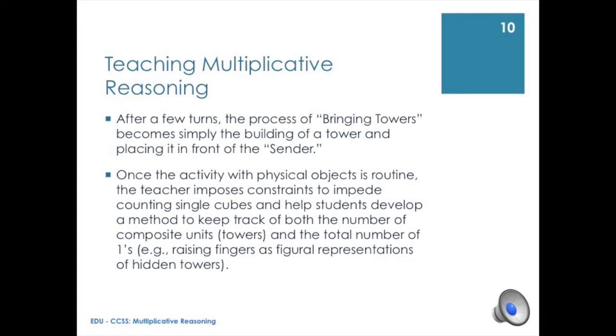What we start to notice as an intermediate step that many students go through, which is a really important developmental progression, is they start to use their fingers to represent a tower, and then they might count on, literally pointing on their fingers to accrue the next set of 4 or the next set of however many are in a tower. But that allows them to keep track of the number of composite units or towers and figure out how many total cubes they have altogether as they're going.